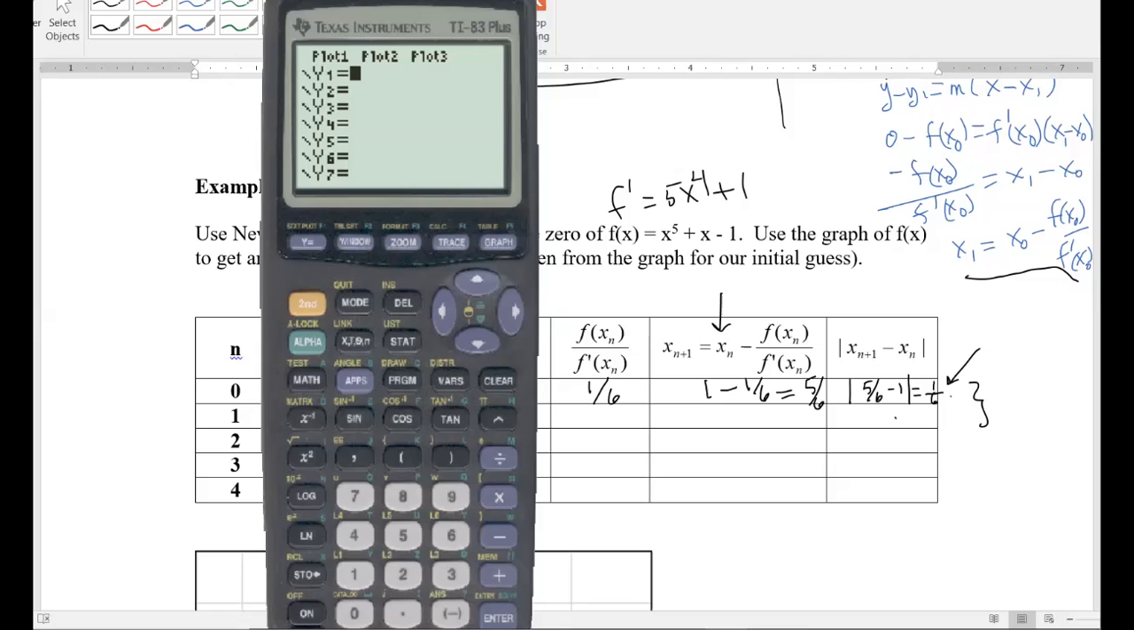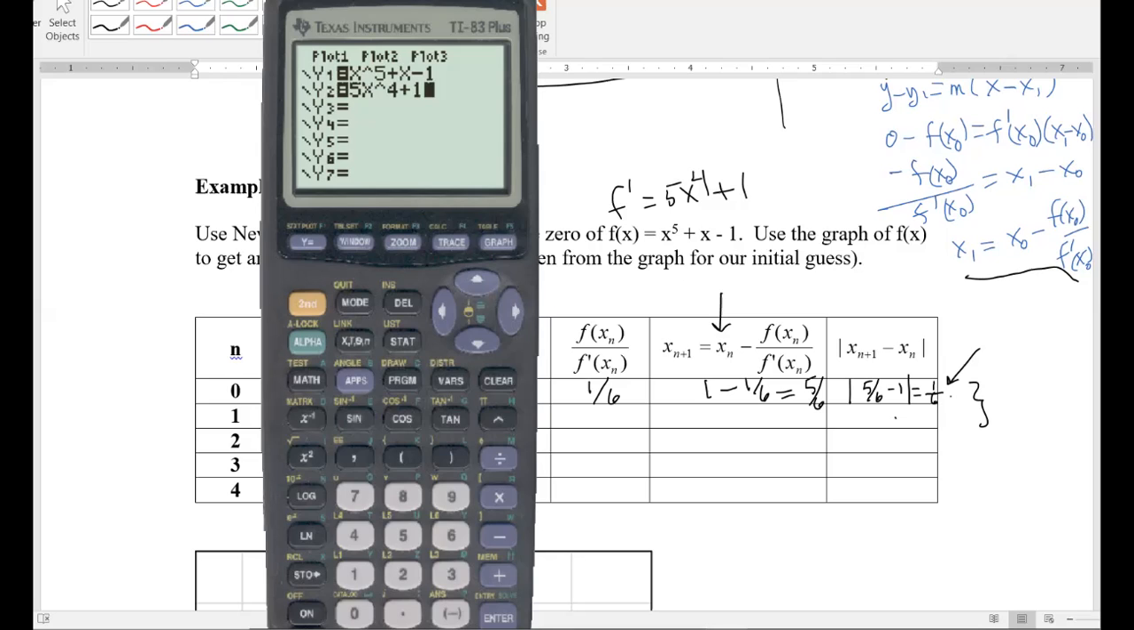Okay, first of all, you put your function in here. f of x will come in here, so we'll have x to the 5th plus x minus 1. Now we also want the derivative. That's easy enough to do. We already did it. It's 5x to the 4th plus 1. So we'll put that in there.